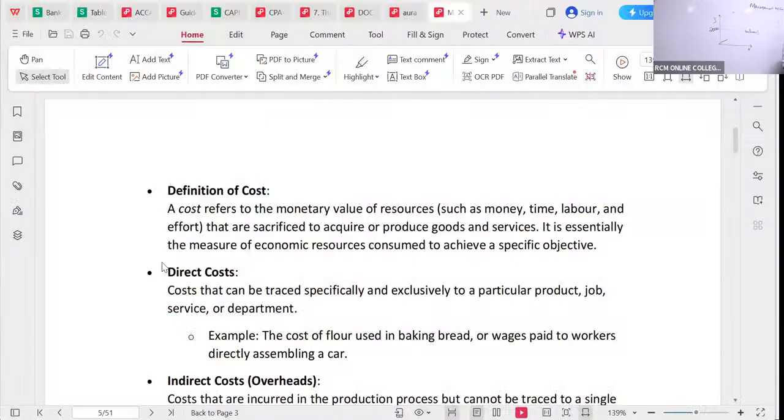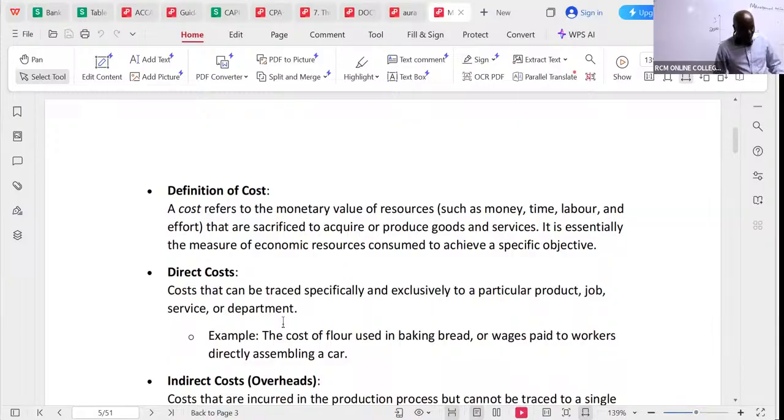I hope you are able to follow so far, right? Yeah. So costs that can be traced specifically and exclusively to a particular product, job, service or department are what we call direct costs. Like the cost of flour used in baking bread. The more loaves of bread we bake, the more flour, isn't it? Or wages paid to workers directly assembling a car. The more cars they produce, the more they weigh.